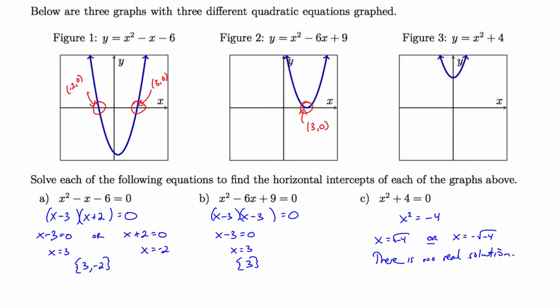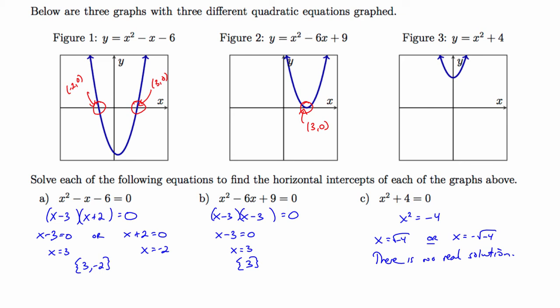Since there are no real solutions to the equation, there are in turn no x-intercepts. As we've seen in part A and B, the solutions to the equations are tied directly to the x-intercepts on the graph. Since there's no real solution, there can be no number on the x-axis, no value on the x-axis, where our parabola will hit the x-axis.